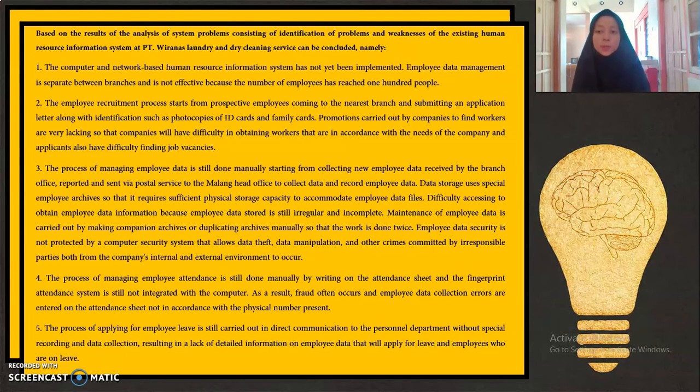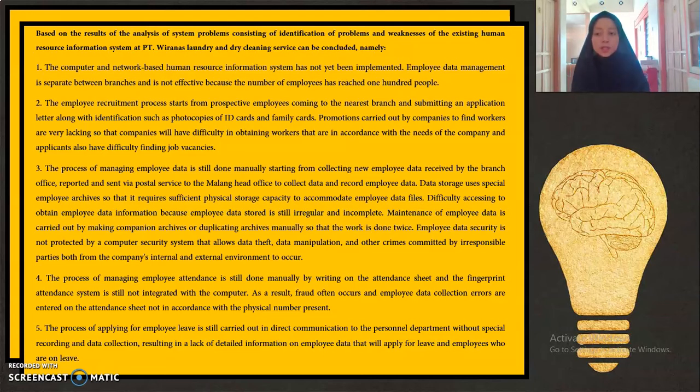4. The process of managing employee attendance is still done manually by writing on the attendance sheet, and the fingerprint attendance system is still not integrated with the computer. As a result, fraud often occurs and employee data collection errors occur, with entries on the attendance sheet not in accordance with the physical number present.